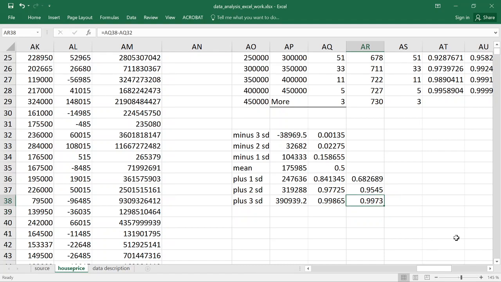Again, these three rules are based on assuming a normal distribution, actually on the features of a normal distribution. And this is approximately 2/3. This is approximately 95%. And this is approximately everything.